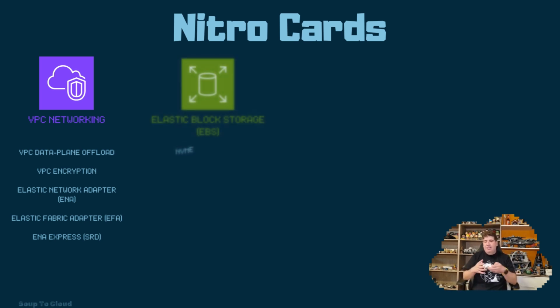And the next card is the storage card. Instead of designing their own card, they use the NVMe standard because it's the standard in the industry. This card also provides encryption support. All the encryption for storage, for EBS, is done by that card.